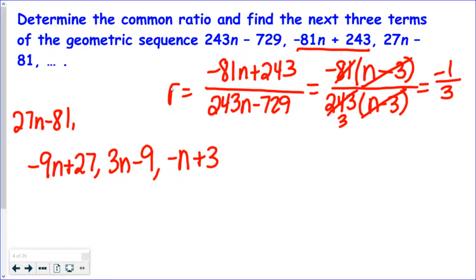All right, there we go. That is geometric sequences. When we come back, we're going to talk about how to put them in explicit and recursive form.